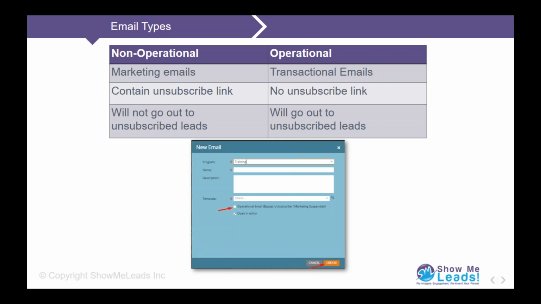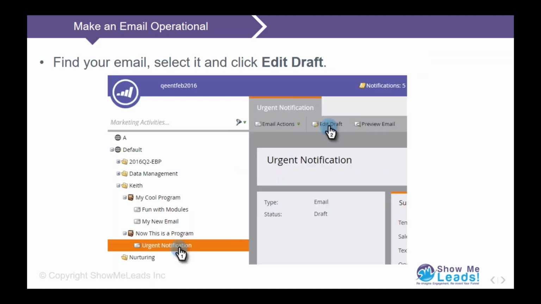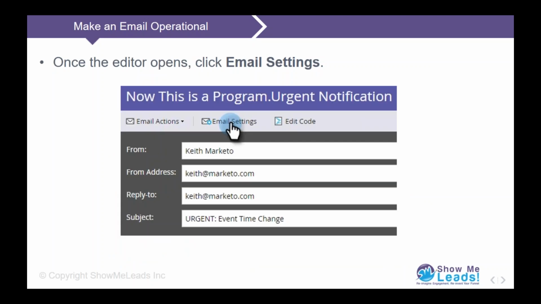So how do you do that? Well, you go into your email and you hit Edit Draft, and you go into Email Settings.